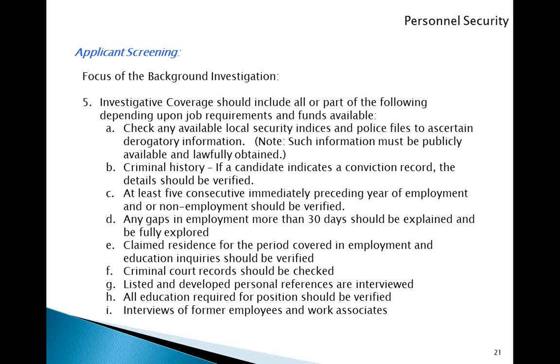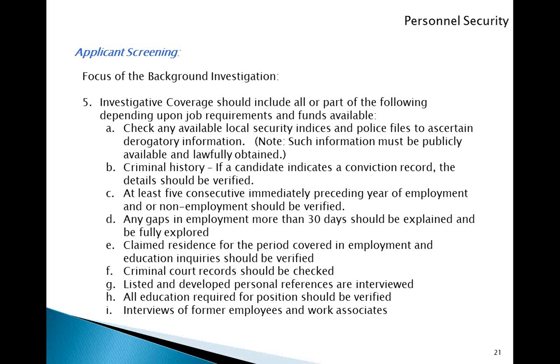Police files to ascertain derogatory information. Now, for these two right here, the information must be publicly available and lawfully obtained. You can get a criminal history check through your local police department. That is public information. Now, if there were arrests on that, okay, but no convictions, you can't ask about arrest. You can only ask about convictions.